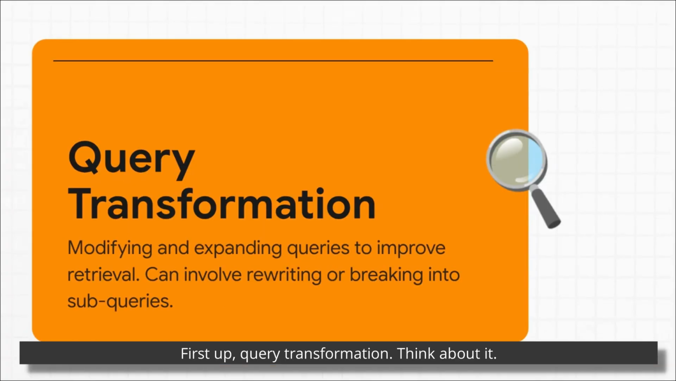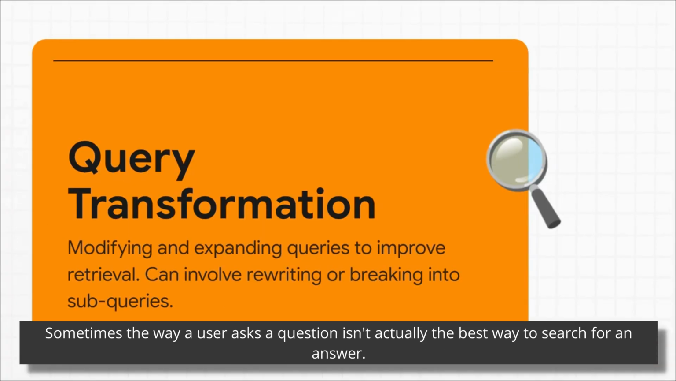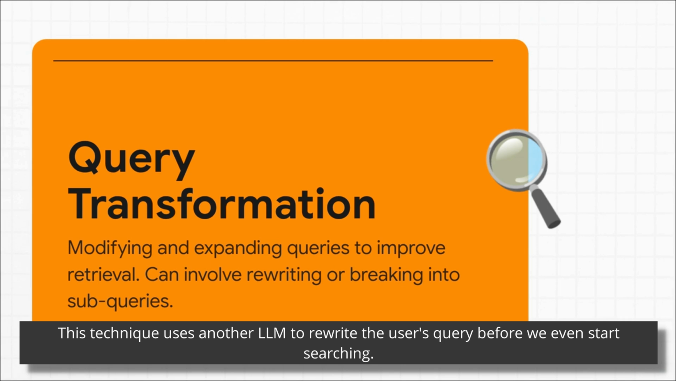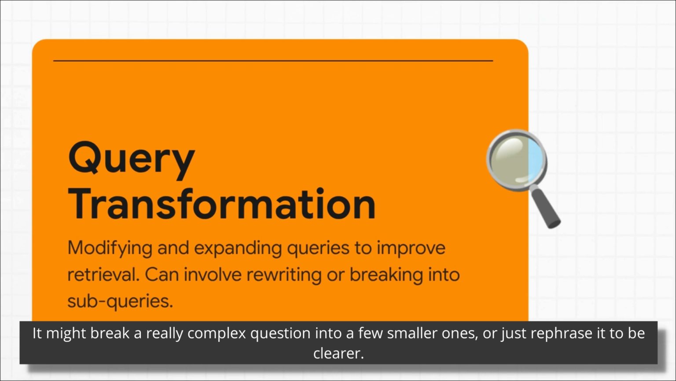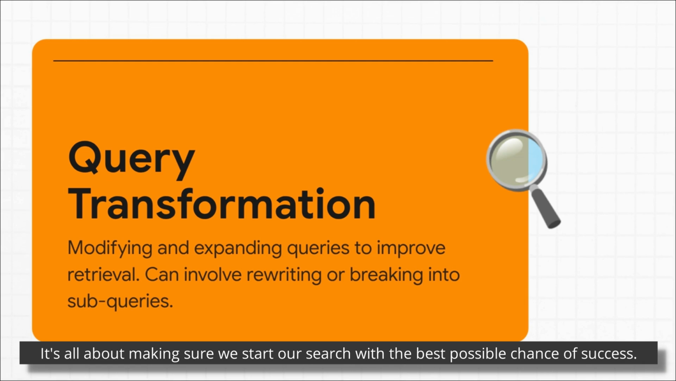First up, query transformation. Think about it. Sometimes the way a user asks a question isn't actually the best way to search for an answer. This technique uses another LLM to rewrite the user's query before we even start searching. It might break a really complex question into a few smaller ones, or just rephrase it to be clearer. It's all about making sure we start our search with the best possible chance of success.